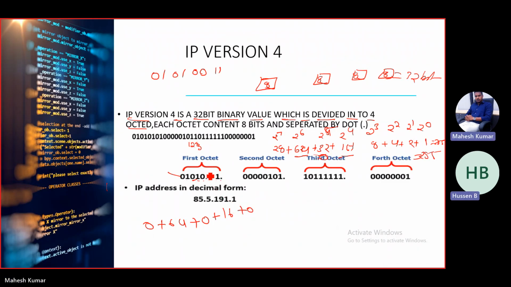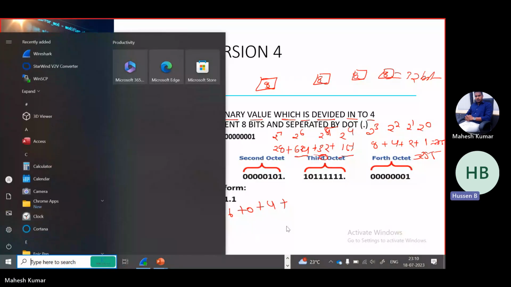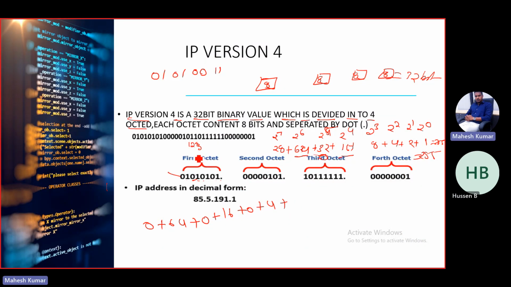Then actually, the third one is our 4. Screen change. Is it fine now? Yeah, now it's fine. Then 4, then 0, then 0, 1. 4 plus 1 equals 5, and 16 plus 16, then 85.